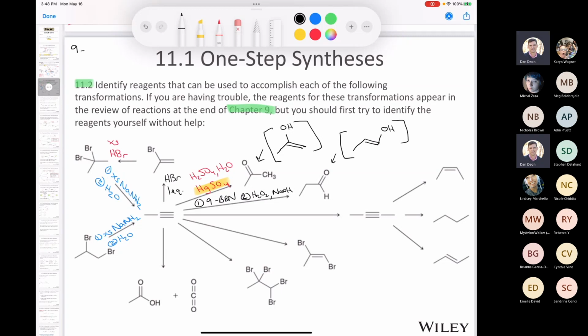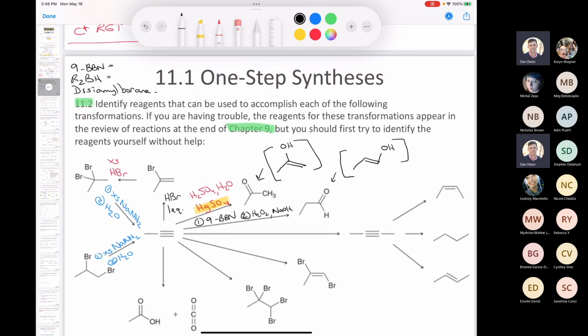So where it says 9-BBN, you can write R2BH. You can also put dicyclohexylboron, so dicyclohexylboron. That's one that's covered in our textbook. Sometimes in the ACS, you'll see them just write something big and bulky like this, just a shorthand for there being something big and bulky.